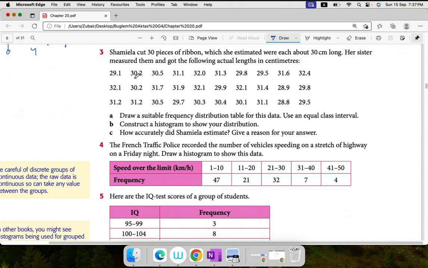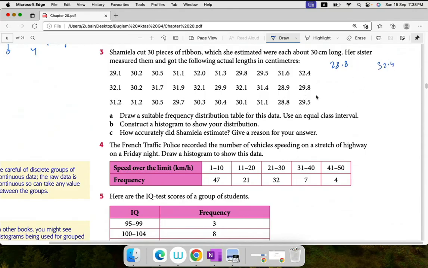This is 29.1, 30.2, 31. So I'm looking at what is the least possible value. 29.1 till now and 28.8. 28.8 is the least value. And the highest is 32.1. 32.1, I can see is 32.4.